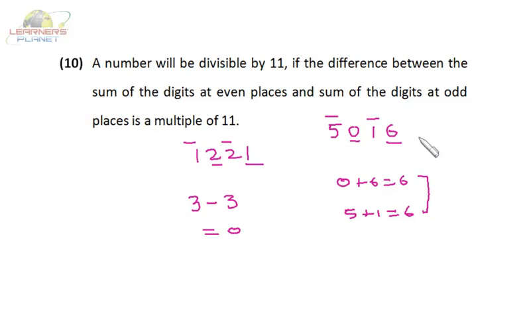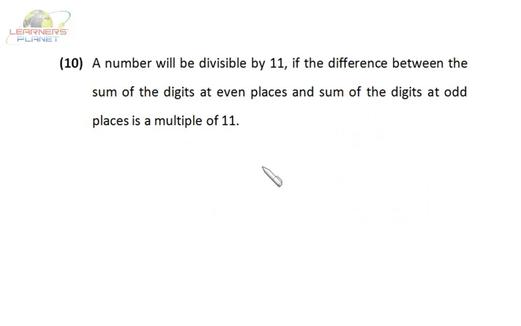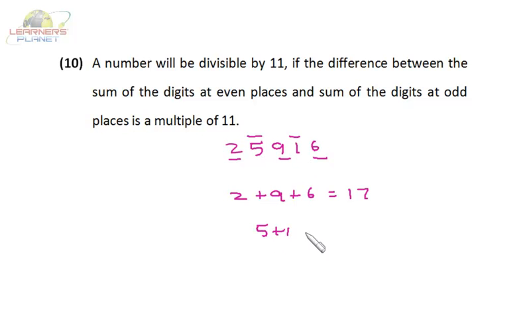Let's take one or two more examples. Suppose I have a number 25916. Now the first step, let's mark the alternate digits. It's 6, 9 and 2, then it's 5 and 1. Now 2 plus 9 plus 6: 2 plus 9 is 11, 11 plus 6 is 17. Now it's 5 plus 1, it is 6. Now what is the difference between these two? 17 minus 6 is 11.